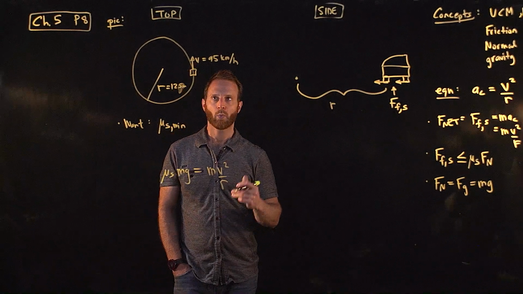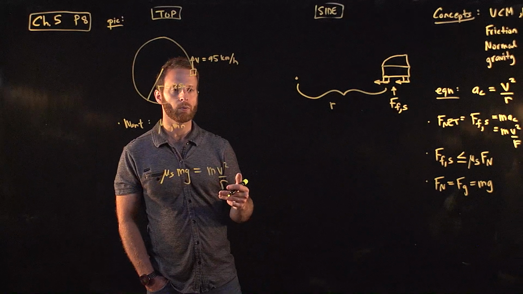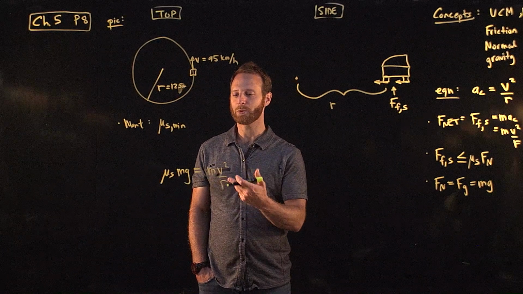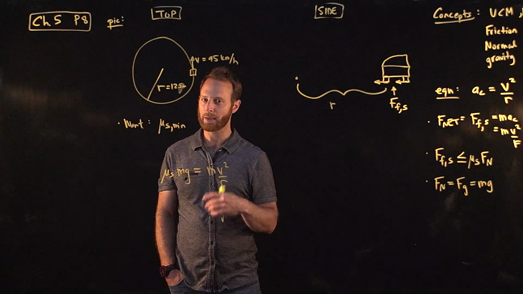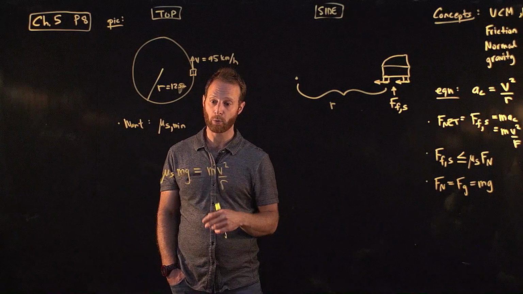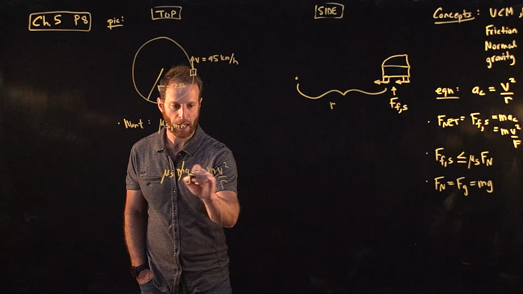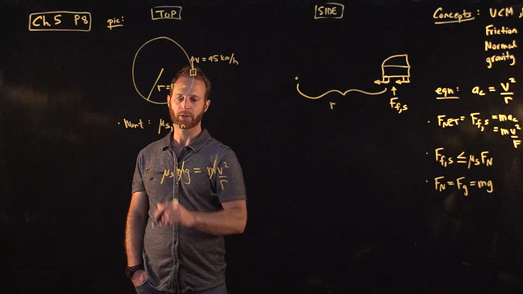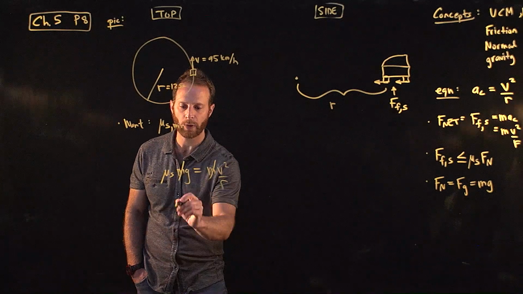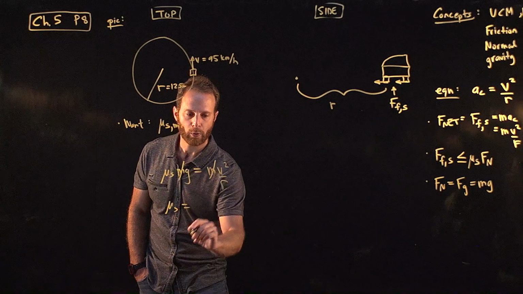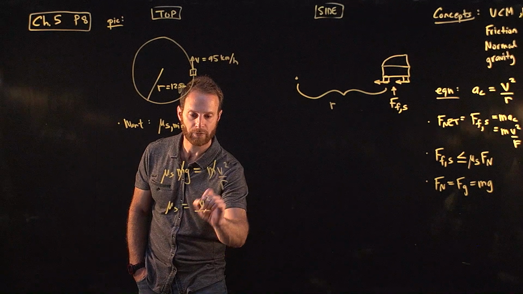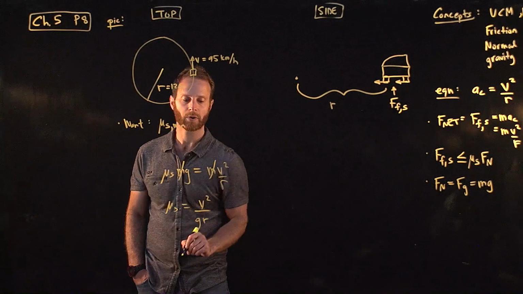Okay. I said I was concerned about not being given a mass. I had assumed that the mass somehow wouldn't be relevant. Now we can see exactly how it ends up going away. We're looking to figure out what is the coefficient of friction that satisfies this equation. So mu s must apparently be equal to, or at least as big as, v squared over g times r.